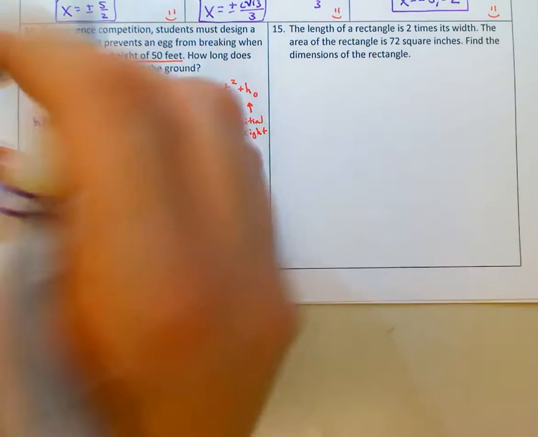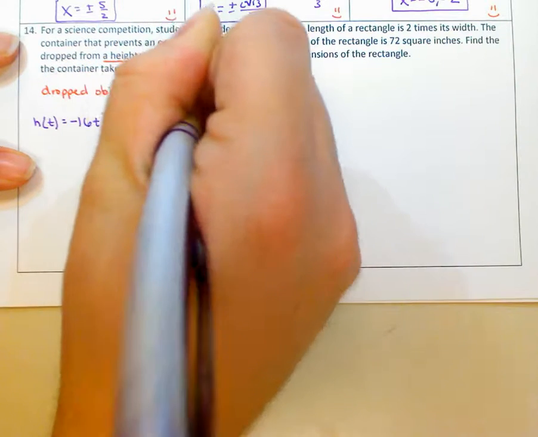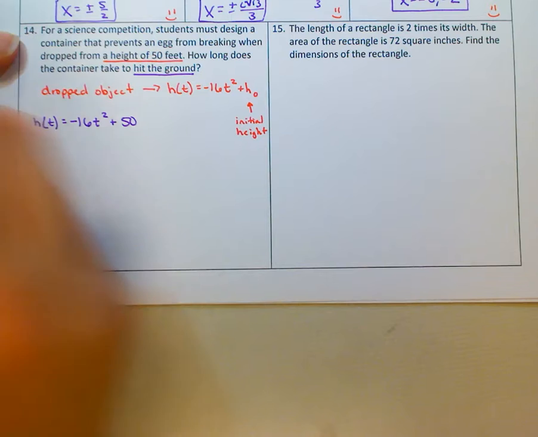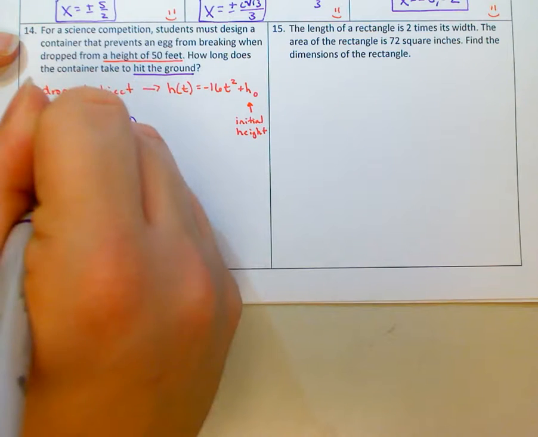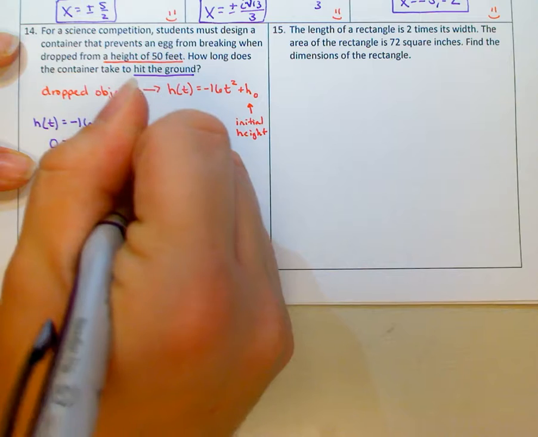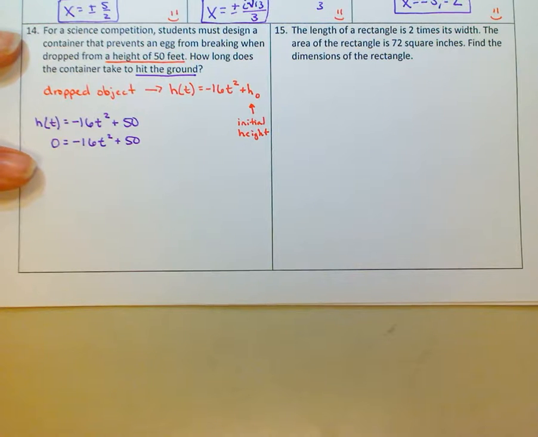Now, we want to know when it's going to hit the ground. Hit the ground is the height we're looking to find. So h of t is the height we're trying to find. So we simply say, okay, what is it going to look like when h is 0? So now this is just an equation that we can solve.